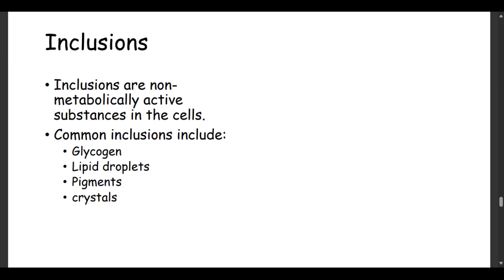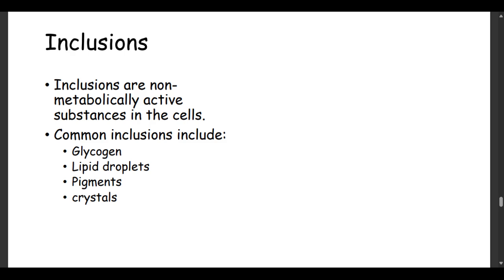And finally, we have, oh, not finally, but we have inclusions. Inclusions are non-metabolically active substances in the cell. And these common inclusions include glycogen, lipid droplets, pigments, crystals. These are not involved in any physical process, or rather any metabolic process in the cell. They are just there, maybe being stored or as products of some particular process.